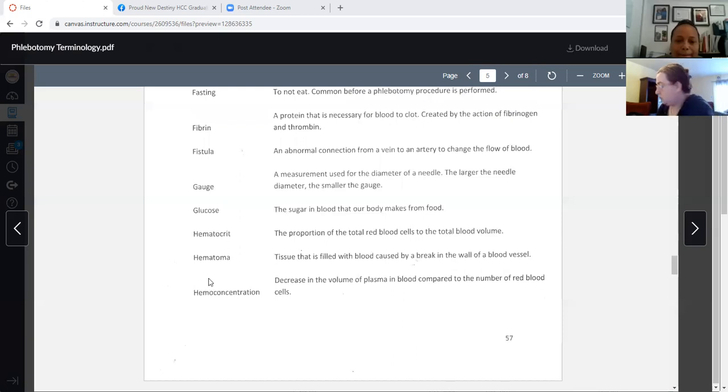Hematoma, you will want to highlight hematoma. That's tissue that is filled with blood caused by a break in the wall of a blood vessel. It's also commonly known as a bruise. You definitely want to highlight that one. You'll be seeing that again, hematoma.